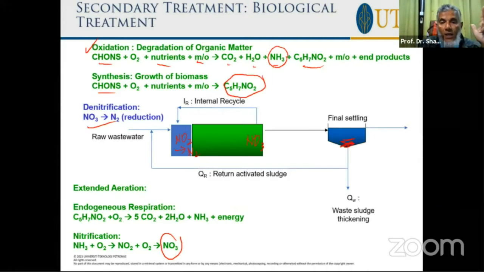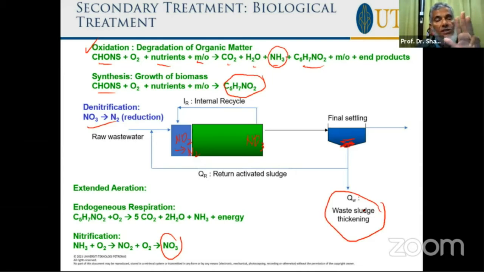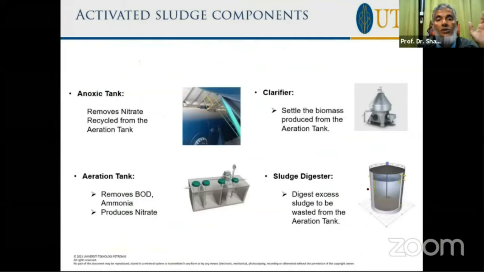Oh, one more thing. You are going to have waste sludge. So this waste sludge has to be taken care of. You have to throw it out or send it into a sludge thickener. So that's why you may want to have a sludge digester. So you have four important components here.